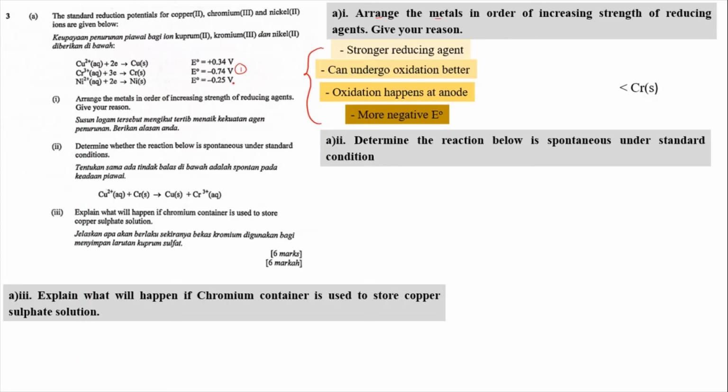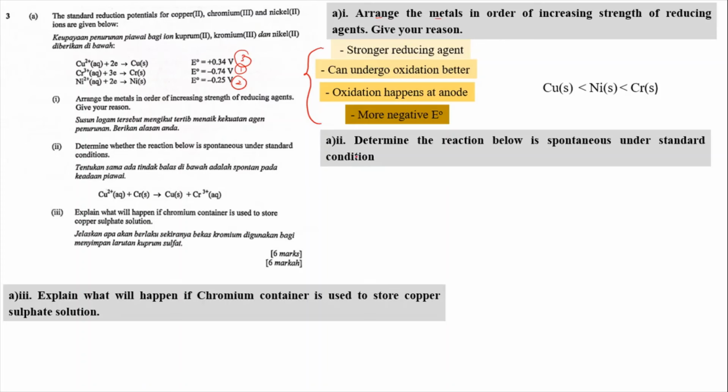Second is followed by the nickel solid, and then number 3 is followed by the copper solid metal. So the chromium will undergo oxidation better to form chromium 3+, followed by nickel, and then followed by copper. Okay, so that is how we arrange our reducing agents.